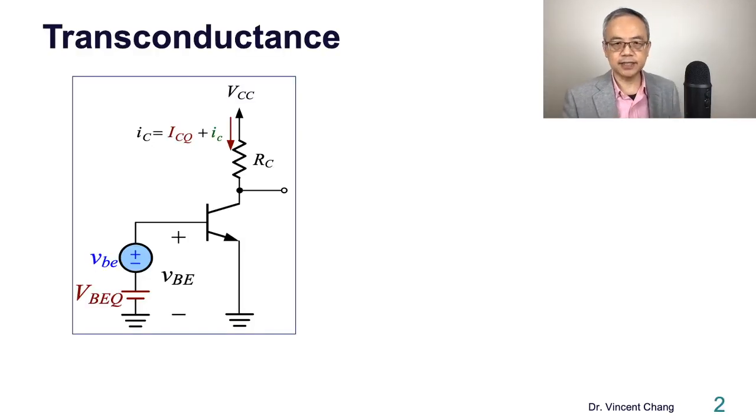BJT transconductance. In the previous lecture, you have learned the transconductance of MOSFET, so this one we can go a little bit faster, okay? Assuming you have digested the previous lesson.